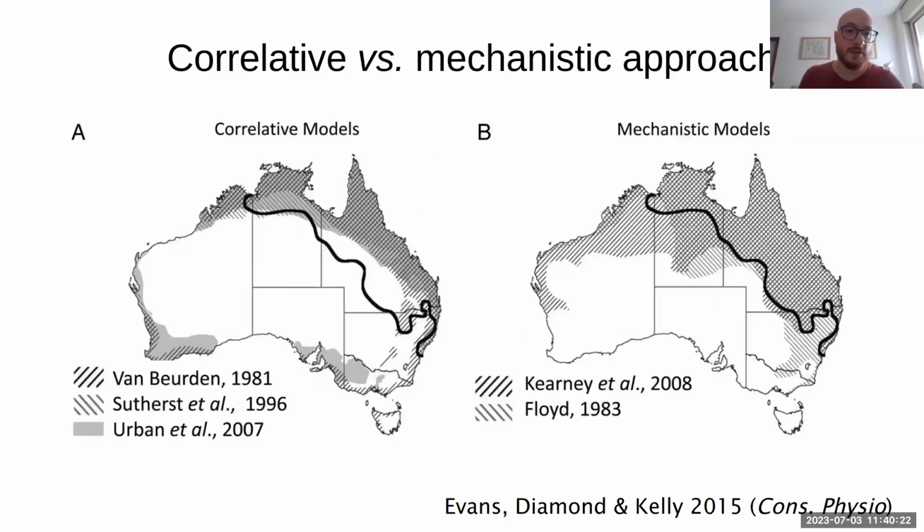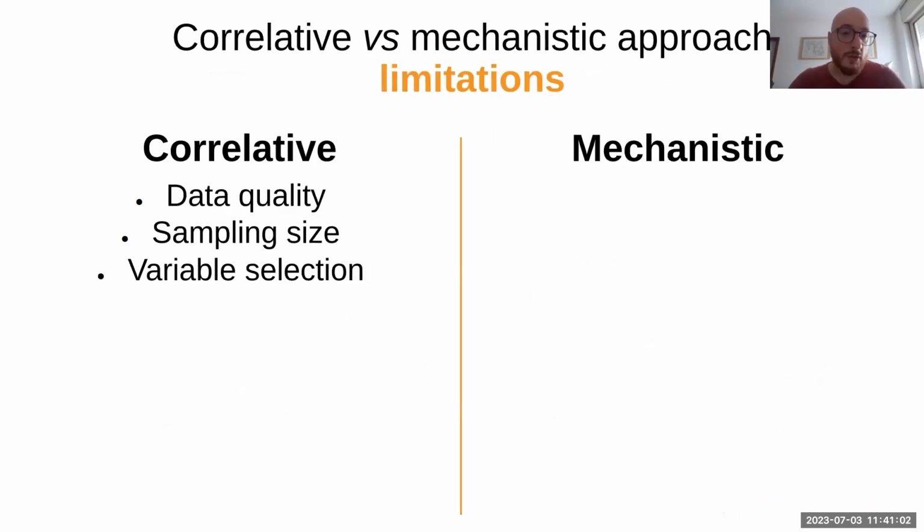Both approaches have their pros and cons. And as you can see in this nice summary provided by Evans, Diamond, and Kelly in 2015, they might also produce different results. And we see that correlative models and mechanistic models, in this case, predict different ranges of the species. The important thing is to understand why they are producing different estimates and how the models were designed. Because in the end, models are just a way that we try to use to infer and understand the reality around us.